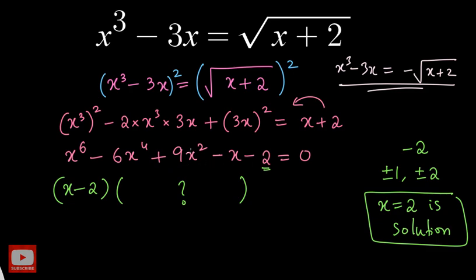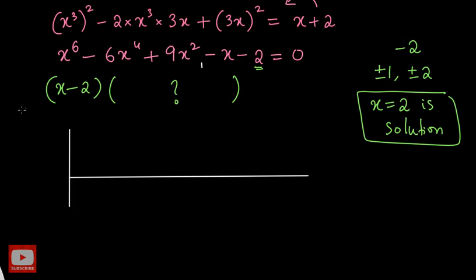There are many ways to divide these two polynomials. I would prefer synthetic division. That's a very fancy method and very easy method actually. So let me introduce that method here. As you can see, we have to put two lines like this, and outside these lines we have to write this 2, because x equal to 2 is a solution. So we write 2 over here, and inside we have to write the coefficients of this hexic polynomial.